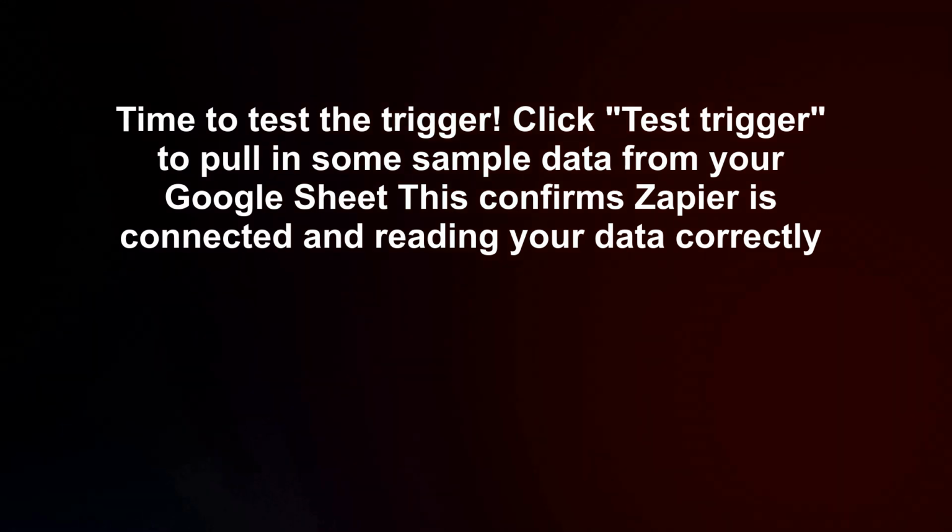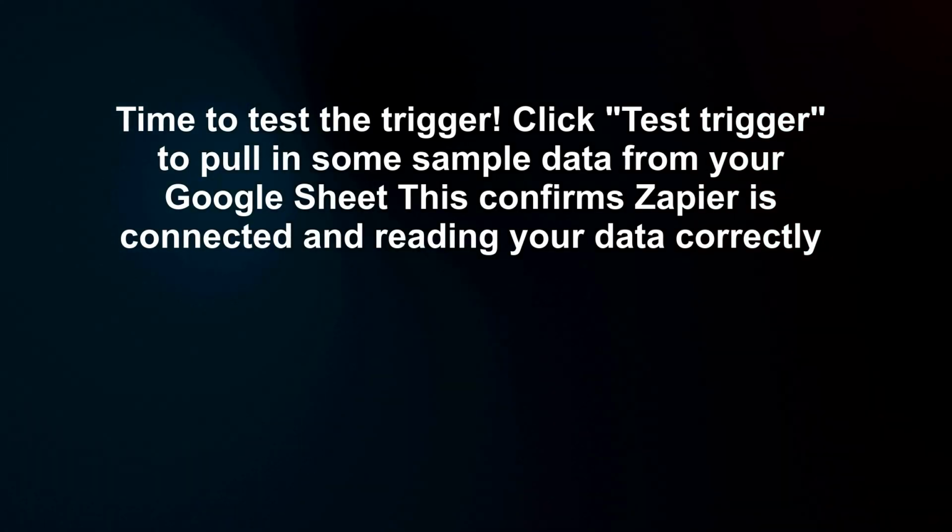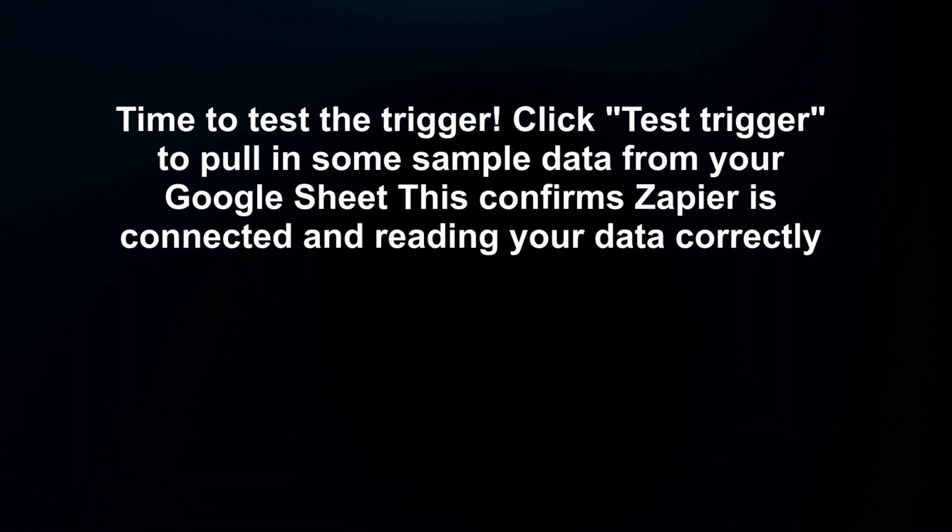Time to test the trigger. Click Test Trigger to pull in some sample data from your Google Sheet. This confirms Zapier is connected and reading your data correctly.